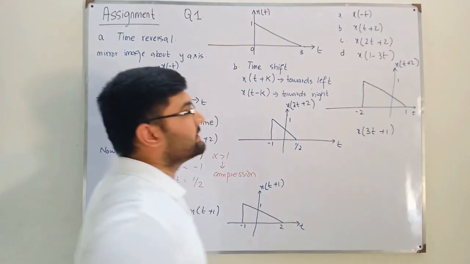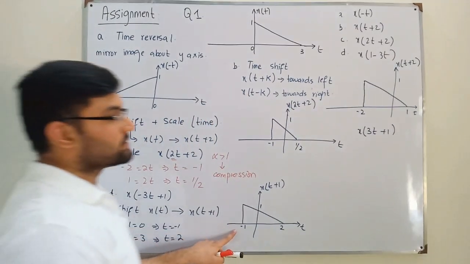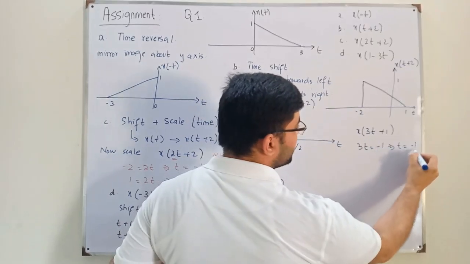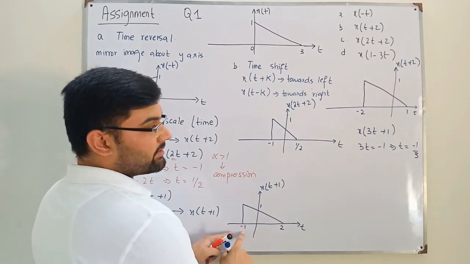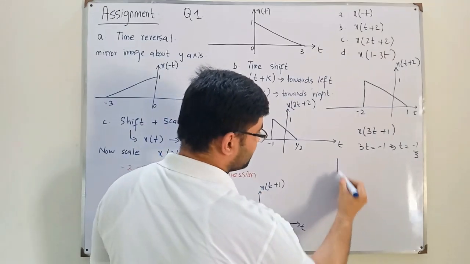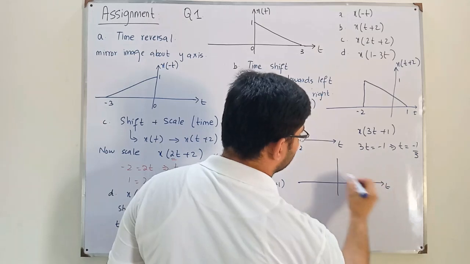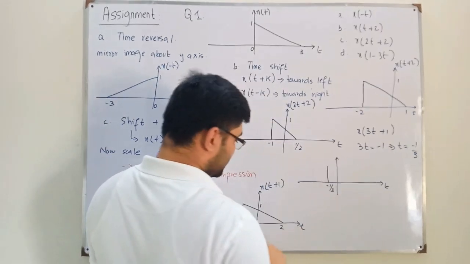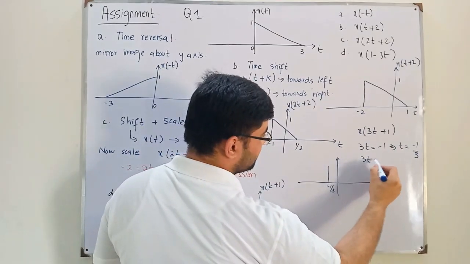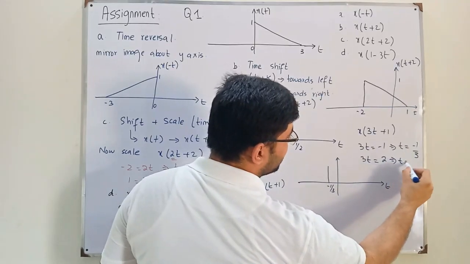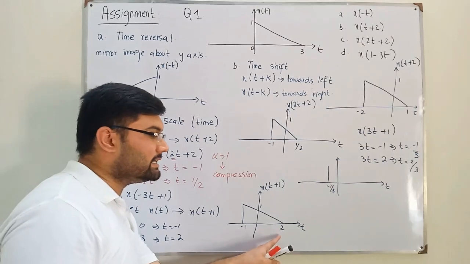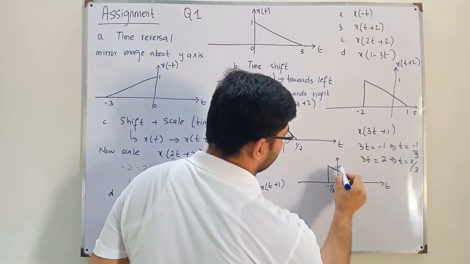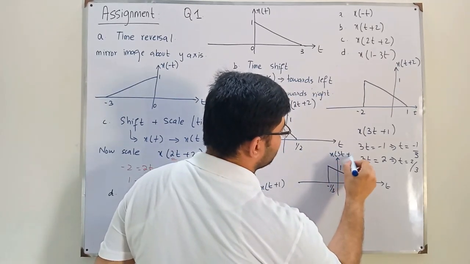Now what do you do? You multiply 3t with each value. So you have negative 1. So now you put 3t equal to negative 1, which means the next point is negative 1 over 3. So this point would now be located at t equal to negative 1 over 3. So, if this is the graph, this is now, let's say, negative 1 over 3, over here the amplitude would be 1. And similarly now 2, so you put 3t equal to 2, so you get this point equal to 2 by 3, which means the point which was initially located at 2 is now located at 2 by 3. So, this is now the signal waveform. This is 1, this is the waveform for 3t plus 1.